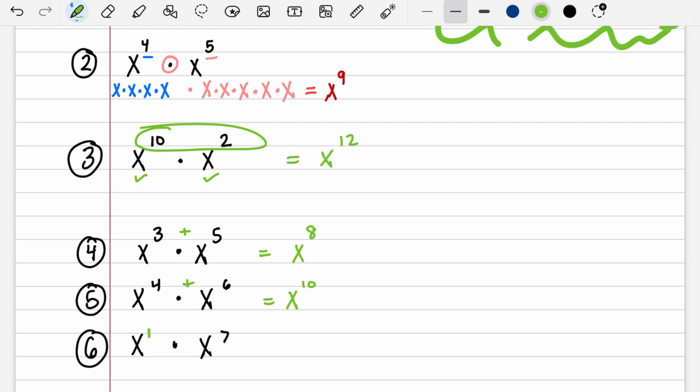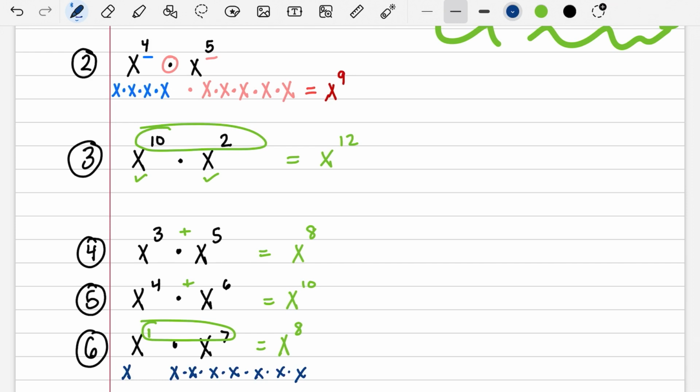Hopefully you said 1. X to the power of 1 times x to the power of 7, add the 1 and 7, x to the power of 8. We have 8 of them. So if you forget that x on its own has an invisible power of 1, just write it out and expand it. Here we have 1x, and we're going to multiply this side by 7. Then we can go ahead and just add. You'll find that you have x being multiplied by itself 8 times.